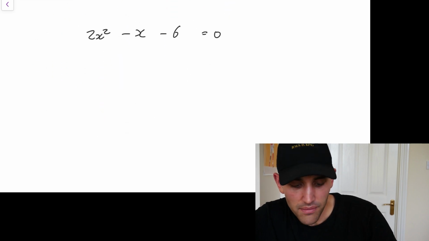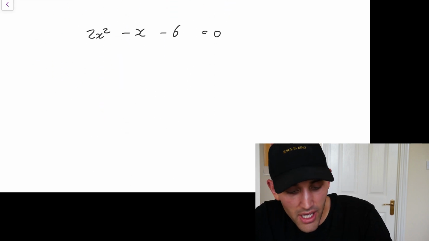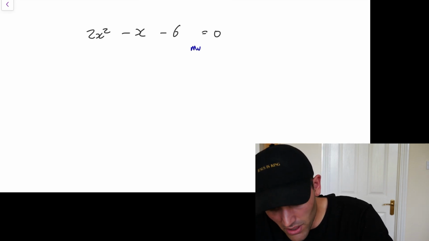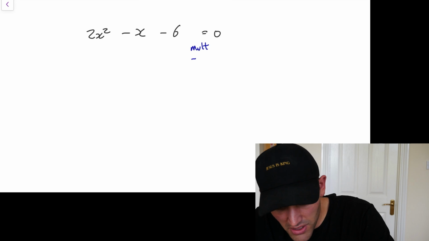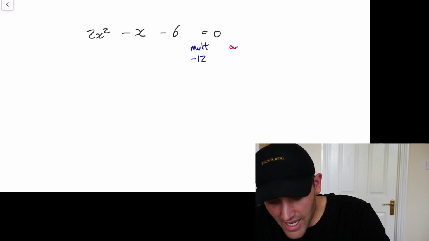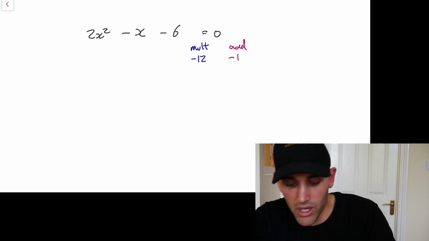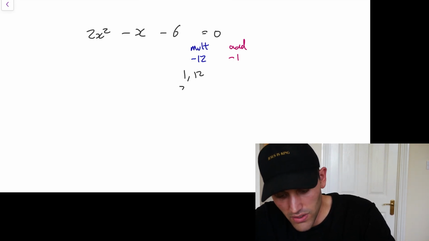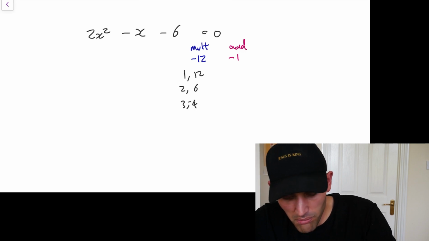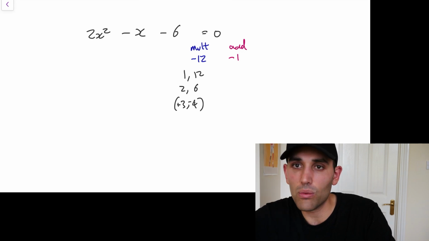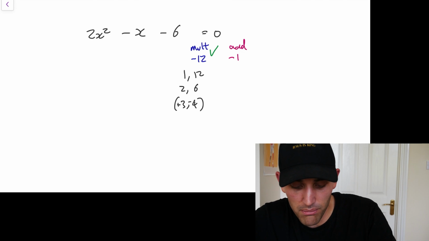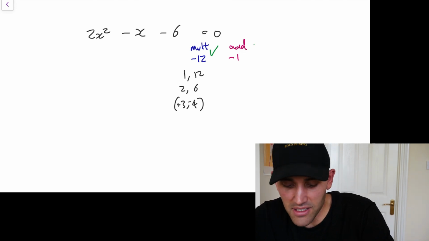Factorised. Here we go. 2x squared minus x minus 6. So I'm looking for two numbers that multiply to make minus 12 and add to make minus 1. Okay, here we go, more interesting. 1 and 12 does not work. 2 and 6 does not work. 3 and 4 could work. Positive 3, negative 4 works. So these two multiply to make minus 12, positive 3 times minus 4. They add to make minus 1.